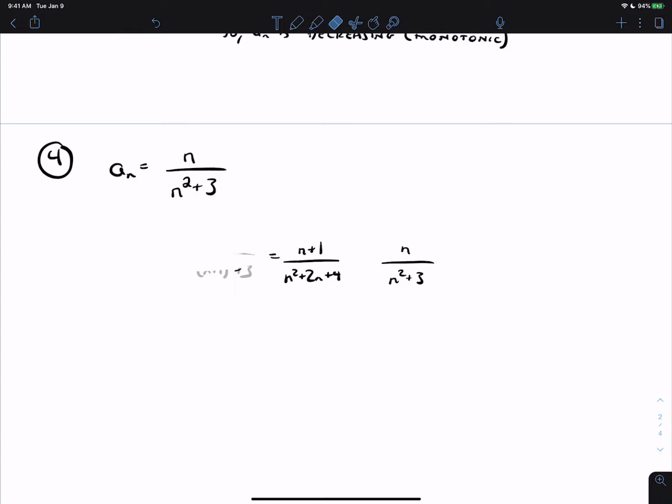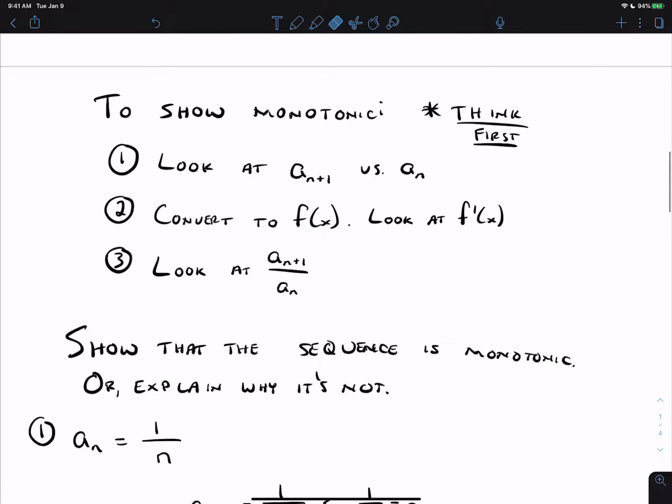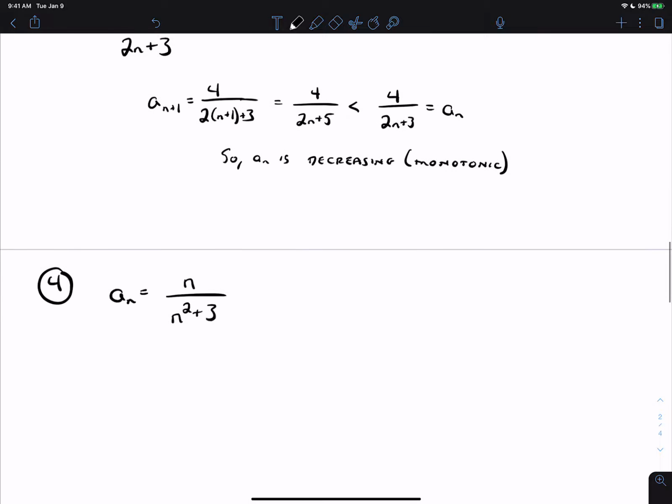So rather than doing that, we're going to look at two different options for this. So the second option that we listed above, so we said there were 3 main ways to do this. So we can look at a_(n+1) versus a_n. That's what we did on examples 1, 2, and 3. What we're going to do now is the second method. So we're going to convert to f of x, and we're going to look at the derivative.